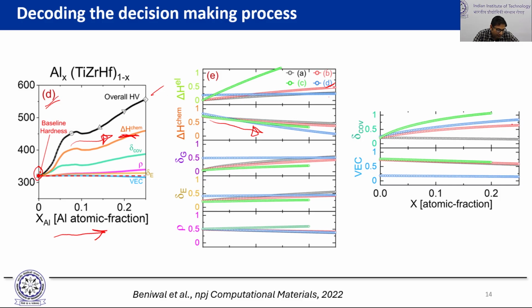So from this type of analysis, you can see that it's really one of the features which is changing significantly, and it is really that feature which is contributing the highest to the hardness value. The asymmetry in covalent radius is changing, not as drastically as the delta H chem, but it is changing in a much more gradual manner, and therefore it also has an influence, but not quite as much.